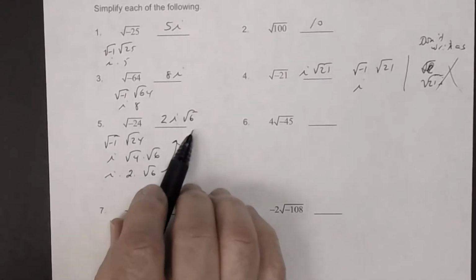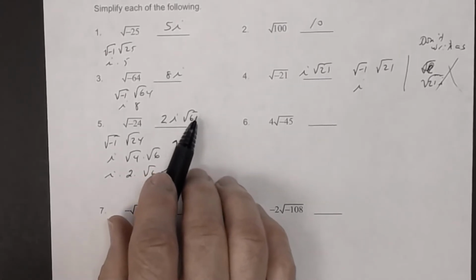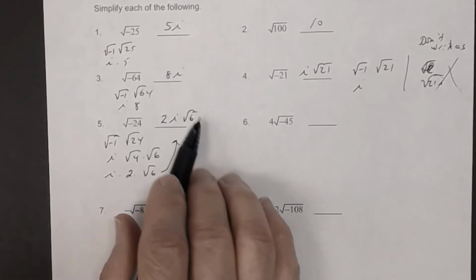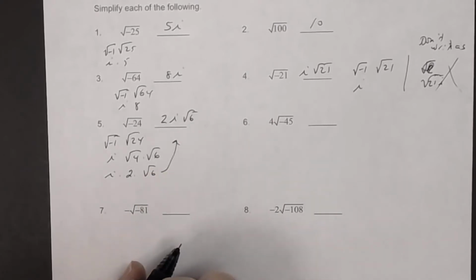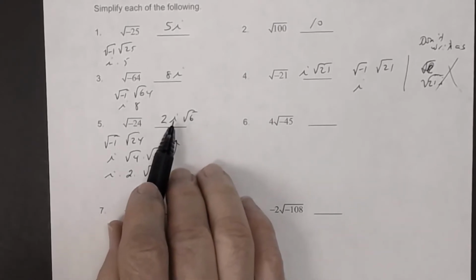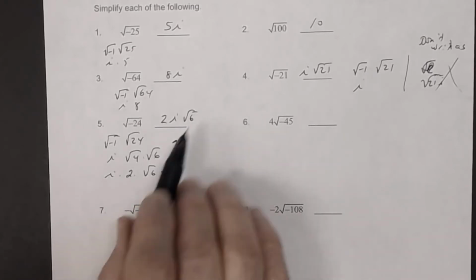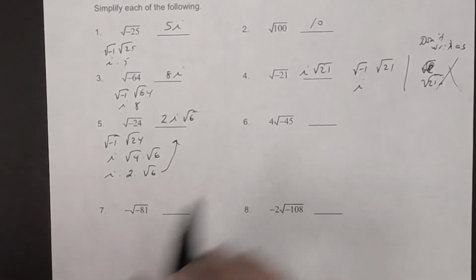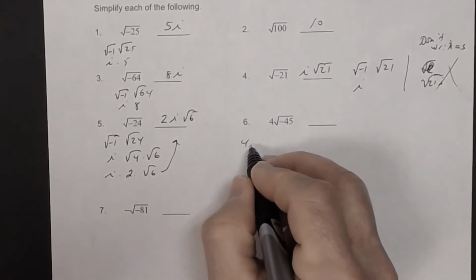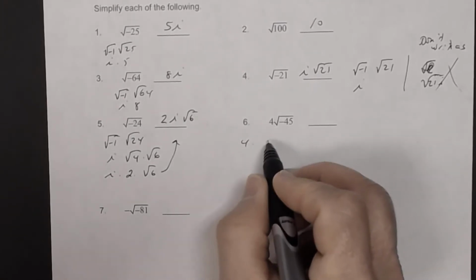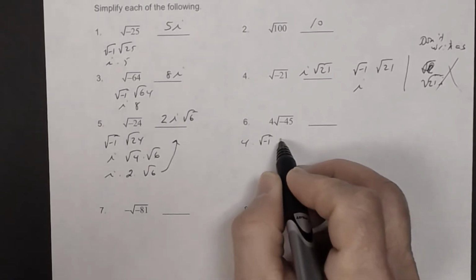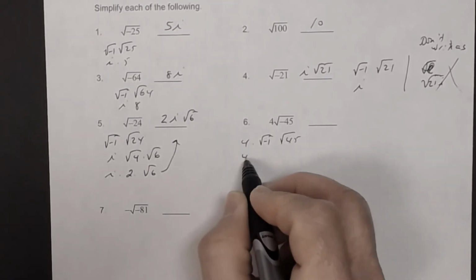So again, don't put the i in back, because if you put it too close to the radical, it looks like it's underneath, and you won't get full credit. So put the i between this number and the radical, the square root. Okay, number 6, you have 4 times, so this will be the square root of a negative 1 times the square root of 45. So I have 4 times i.